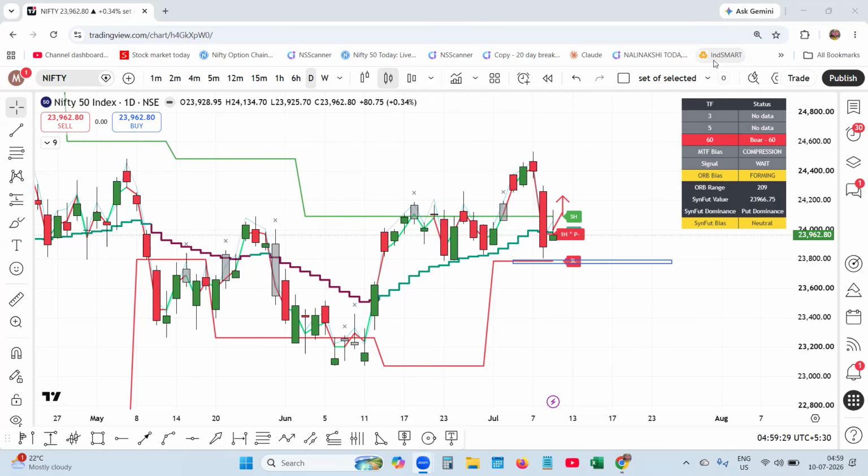Expiry day is where synthetic future becomes extremely powerful. Why? Because option premiums react very quickly.